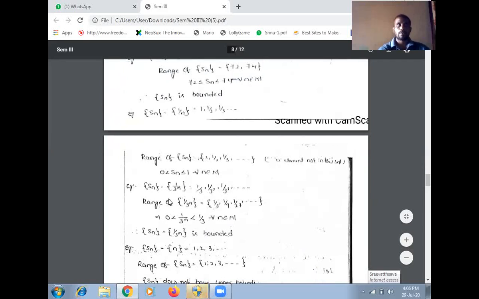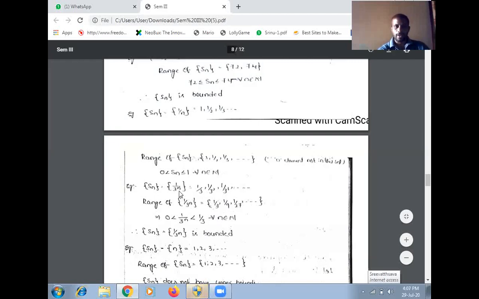Another example: Sn equal to 1 by 3 to the power of n. If n equal to 1, the first term is 1 by 3. If n equal to 2, the second term is 1 by 3 square, which is 1 by 9. If n equal to 3, the third term is 1 by 3 cube, which is 1 by 27. So it is a decreasing sequence.